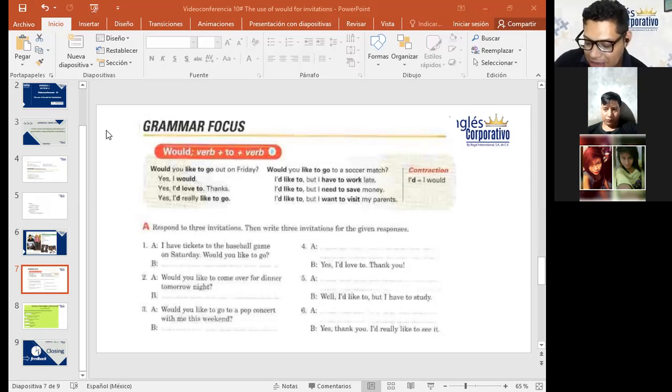Ahora bien, hay tres maneras para poder responder. Cuando te dicen, would you like to go out on Friday? ¿Te gustaría salir el viernes? Usted puede decir, yes, I would. Sí, me gustaría. O la respuesta puede ser yes, I'd love to, thanks. Sí, me gustaría, gracias. Yes, I would love to, thanks. Yes, I'd really like to go. Sí, realmente me gustaría ir.